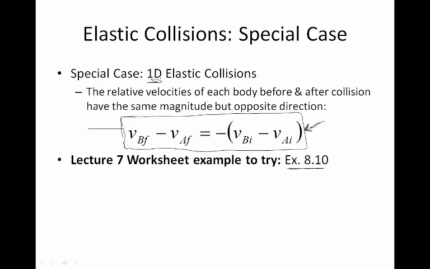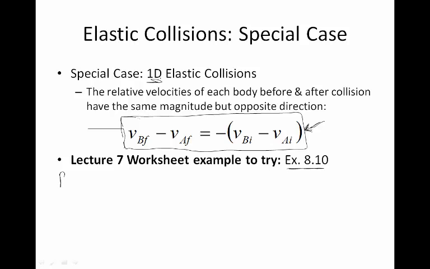So if you look at example 8.10, you see that cart A has a mass of 0.5 kilograms, cart B has a mass of 0.3 kilograms. They're initially moving towards each other, going 2 meters per second. Cart B is moving to the left, so it's negative 2 meters per second. And you are not given the final velocity for either cart. So you have 2 unknowns and potentially 3 equations.